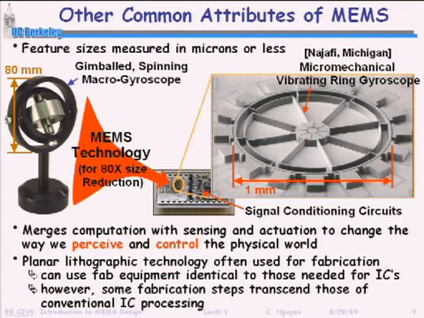So you can use fab equipment identical to those for ICs. However, some of the fab steps transcend those of conventional IC processing. As a matter of fact, there are some things people are doing in ICs, like trying to make 3D integrated circuits, taking wafers, bonding them together, doing through-wafer vias and that sort of thing. That technology was actually developed by MEMS researchers. So what's happening is MEMS borrowed from IC technology in the beginning, but now there's a lot of back and forth. We're borrowing from each other, and that's probably the best way the world can work.